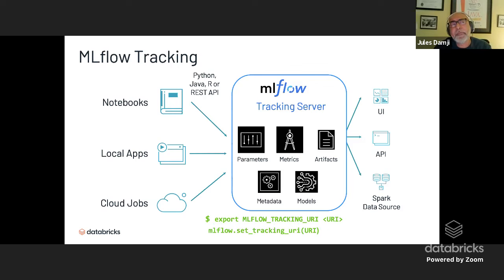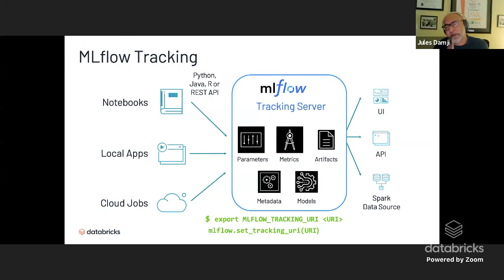And the way you specify where the tracking server is, either through the environment variable if you're running a local job, or you set it programmatically by saying, here's my tracking URI, running on this particular location, this particular port, go ahead and start logging stuff over there.